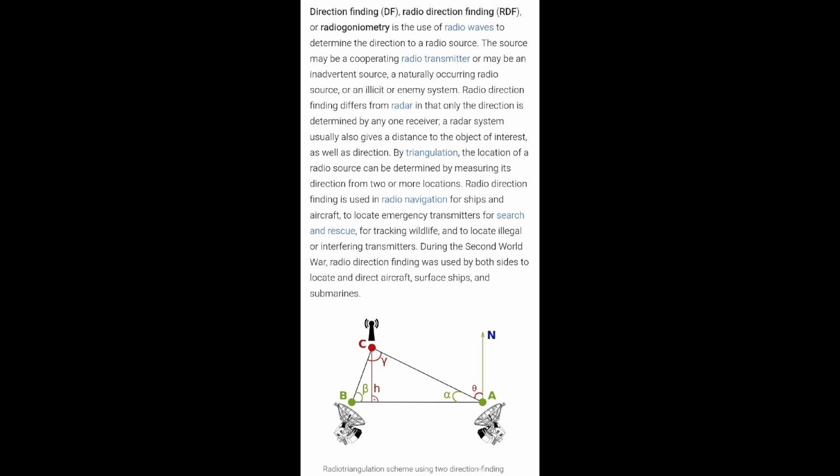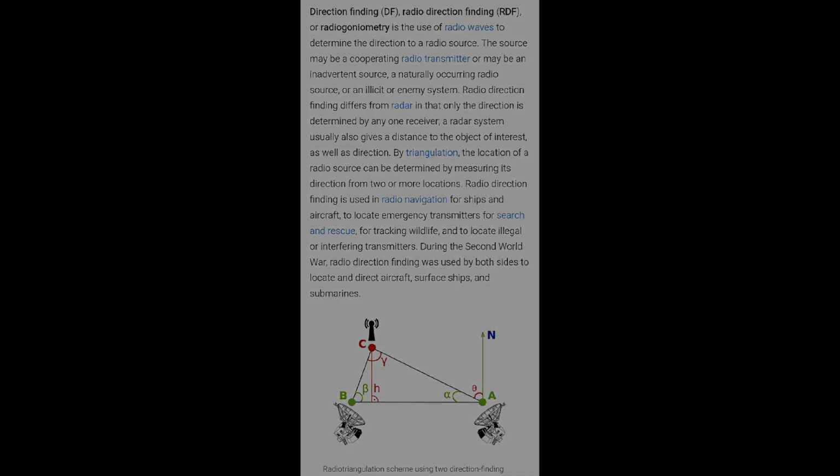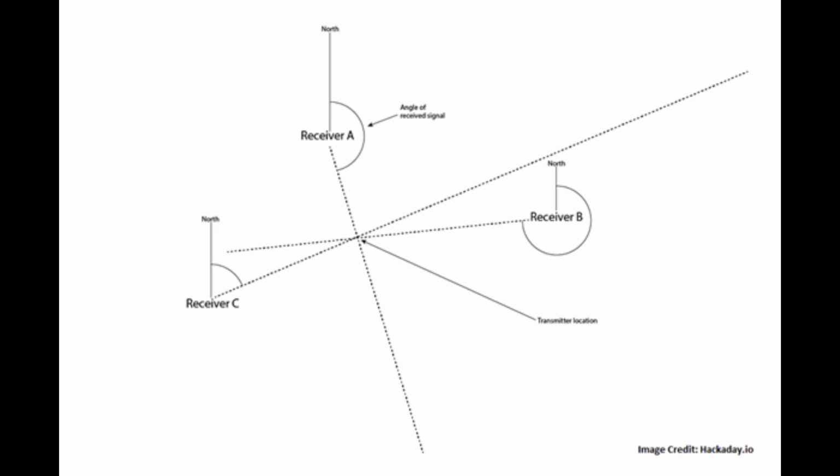Radio direction finding is used in radio navigation for ships and aircraft, to locate emergency transmitters for search and rescue, for tracking wildlife, and to locate illegal or interfering transmitters. During the Second World War, radio direction finding was used by both sides to locate and direct aircraft, surface ships, and submarines. And to be more precise, you are measuring the angle of arrival, which is a bearing, of a radio signal in order to locate its source.